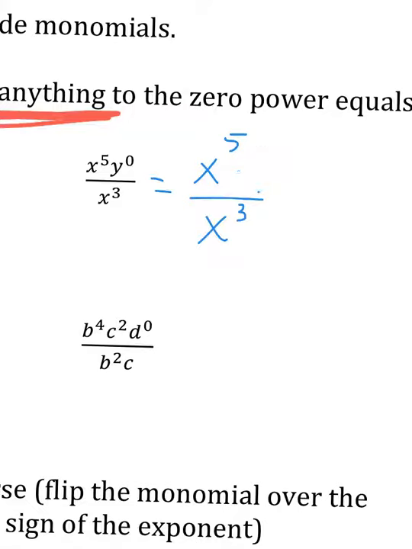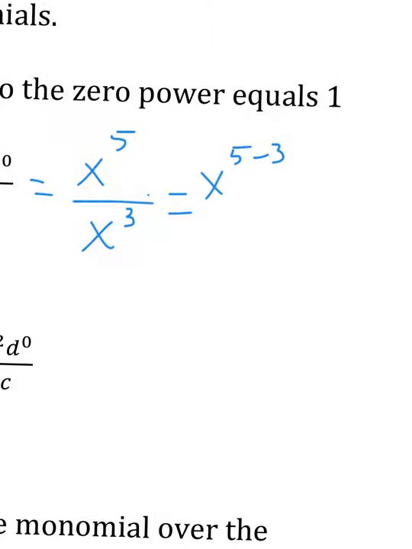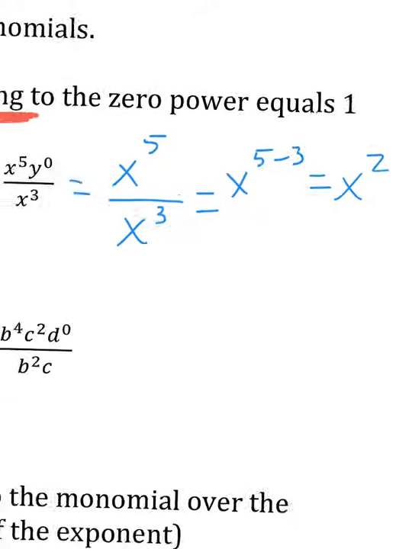So now we have x to the 5th divided by x to the 3rd. That's what we did yesterday. So this is equal to x to the 5 minus 3, which is equal to x to the 2, x squared. And that's our final answer for that one.